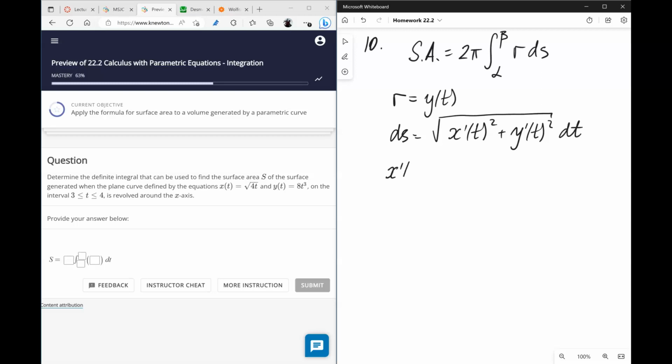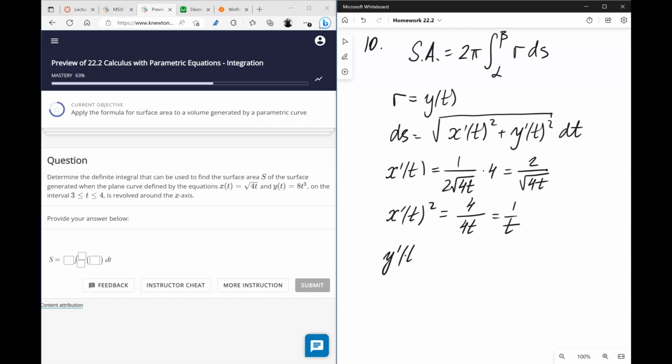So x prime of t is 1 over 2 square root of 4t times 4. So it's 2 over square root of 4t. So x prime of t squared will be 4 over 4t. So it's just 1 over t. y prime of t is going to be 24t squared. So y prime of t squared is going to be 24 squared t to the 4.